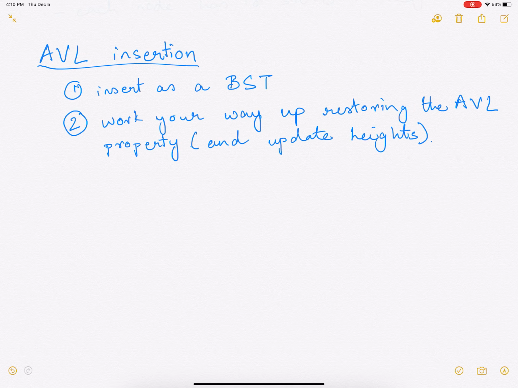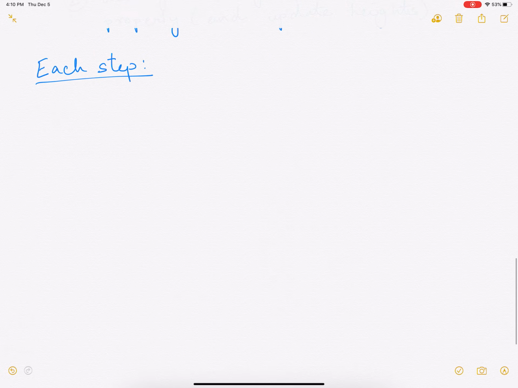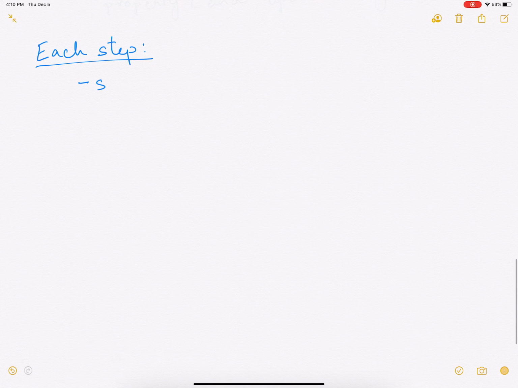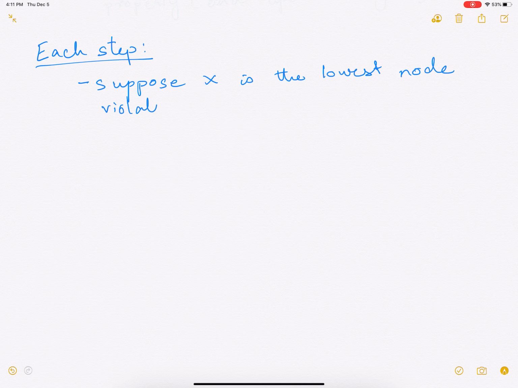Now, we will start from the bottom, the leaf, and make your way all the way up to the root. In each step, what you're going to do is the following. Let X be the node that violates the AVL property. Suppose X is the lowest node violating the AVL property.